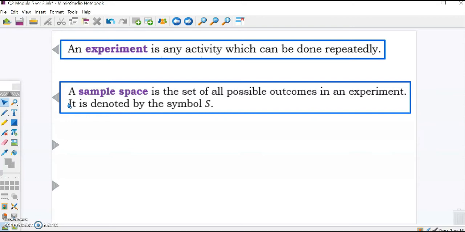When we throw a die, there are 6 possible outcomes. It can either be 1, 2, 3, 4, 5, or 6. But again, the outcomes may be unpredictable. But we're not going to stop with that.